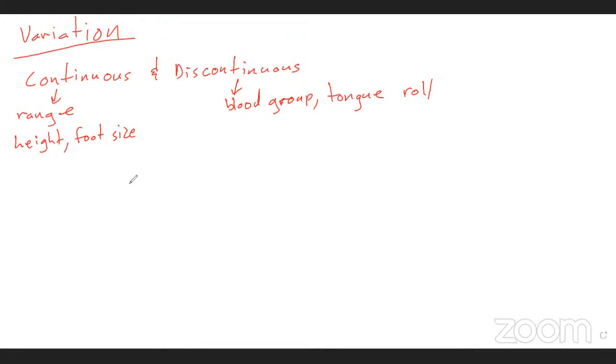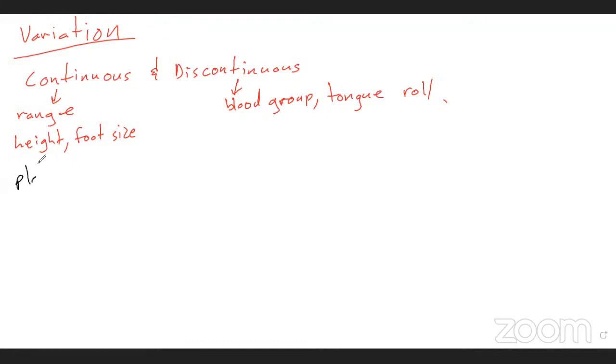Could you plot a histogram for fingerprint? No. So if you can plot a histogram or a bar graph, you would put that under continuous variation. With the histogram, it would be for continuous variation. Discontinuous, it would have to be a bar graph. So if you can plot a histogram with the trait, it's continuous variation.